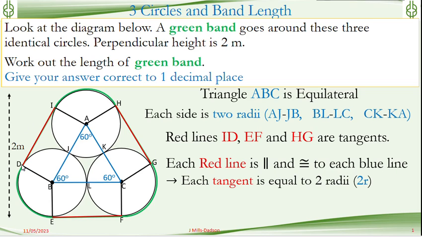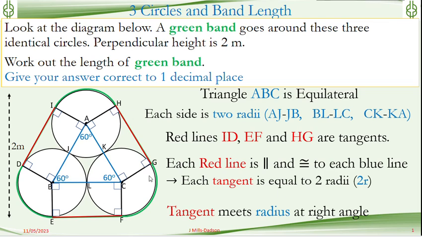So ID is parallel and at the same time congruent to AB, and AC is also parallel to HG and is congruent. The same for BC and EF. Which means that the length of HG is 2R, EF is 2R, DI is also 2R. And the reason is that tangent and radius meet at right angles, so they form 90, 90, 90, 90. So this is typically a rectangle. Now, if that is 90, that means this angle is 120, because 90, 90, and 60, you need 120 to make 360. That's 120 and 120.